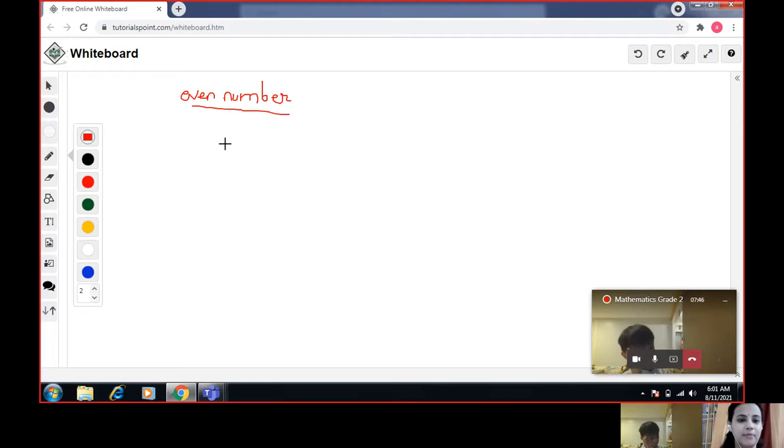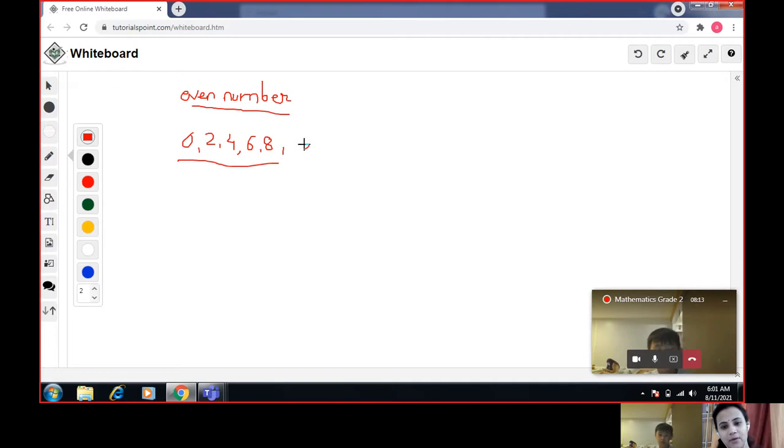See here, the numbers which are having the ones place 0, 2, 4, 6, 8, and 10. Can you see the numbers which are ending with these numbers? They are the even numbers, okay? This we have done.